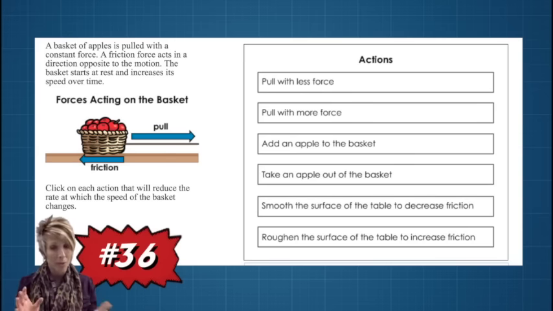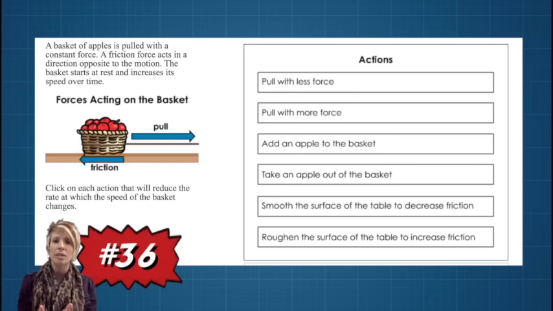Click on, or since we can't click on anything, I want you to circle each action that will reduce the rate at which the speed of the basket changes. So of those things that you see there underneath of actions, I want you to circle any of them that are going to change the speed at which the basket is moving, okay? The rate at which the speed of the basket is changing. So look at that list under actions, and circle anything that is going to decrease that rate at which the speed of the basket changes. Take a minute to circle those before we move on to the next question.